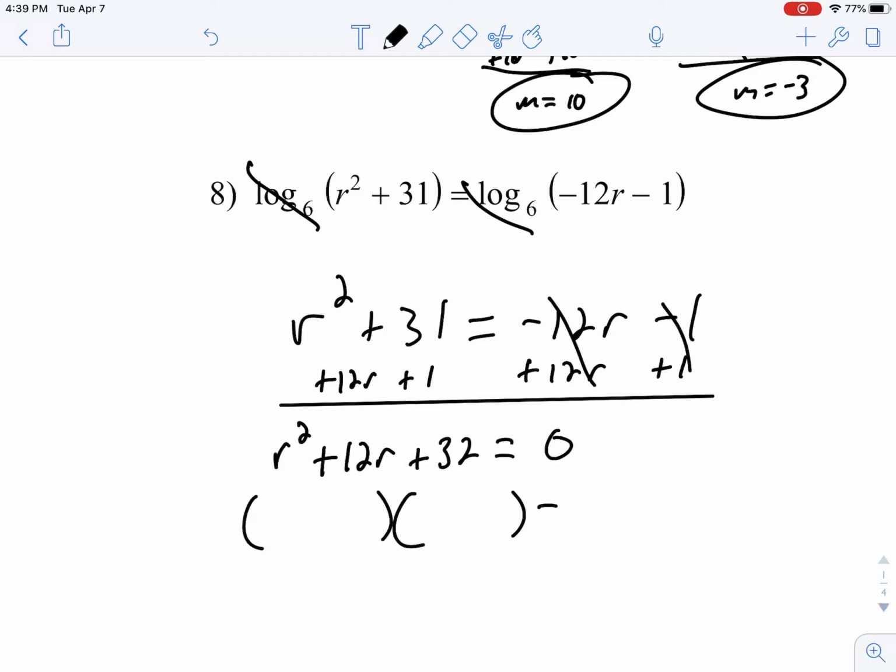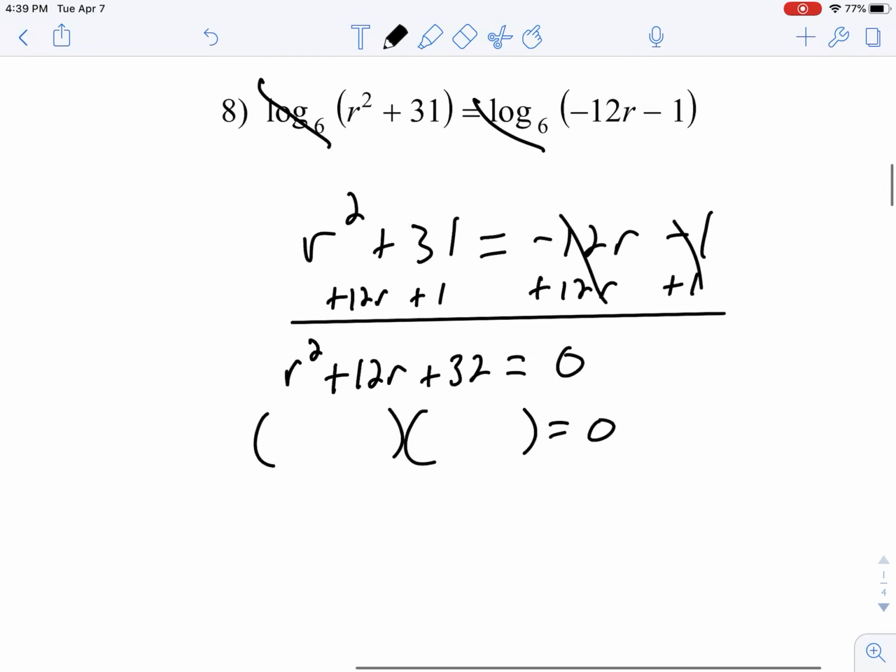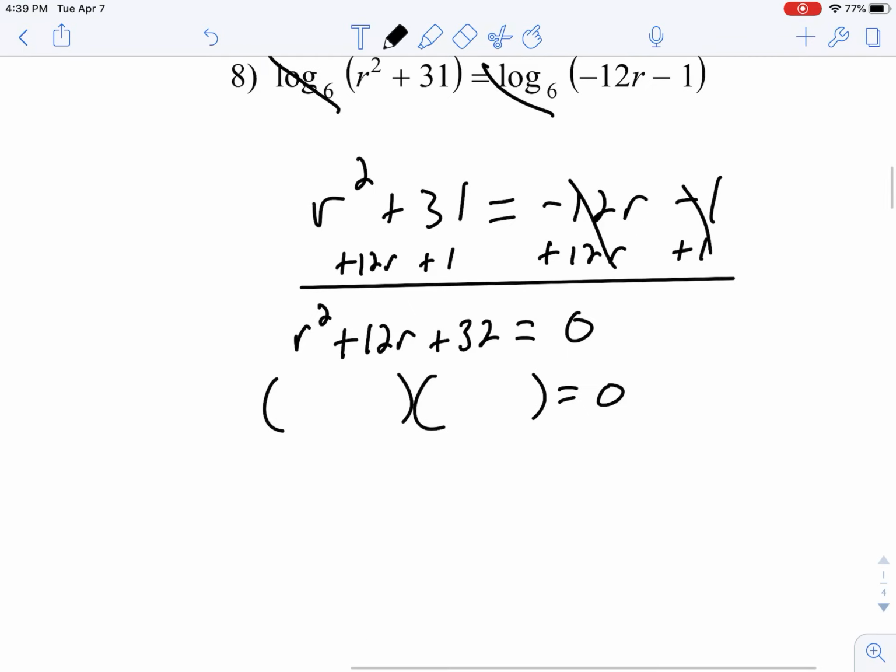Now we need to factor this by thinking of two numbers that multiply to 32 and add up to 12. Well, if you know your times tables, that's 8 and 4. 8 times 4 is 32. Of course, 8 plus 4 is 12. And they're both positive. Set them both equal to 0.